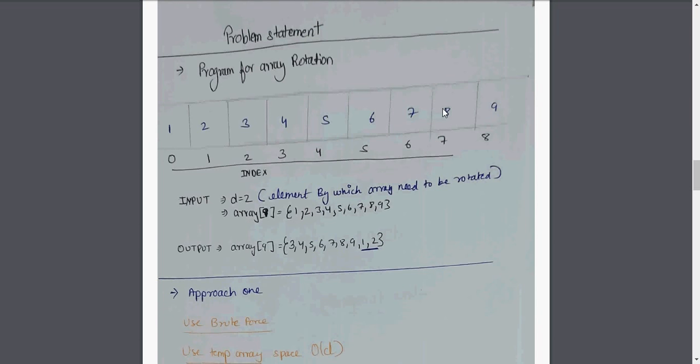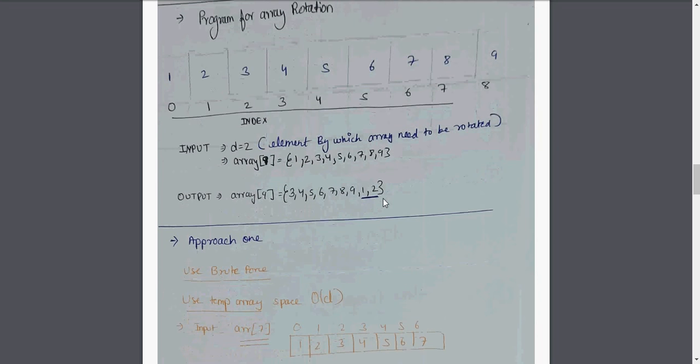This is a summary of our problem statement. As I have discussed with you, this is an array, and this is the number of elements that I want to rotate in the array. So we have taken an example over here. We want to rotate the array by 2. So this is the output that I will be getting.